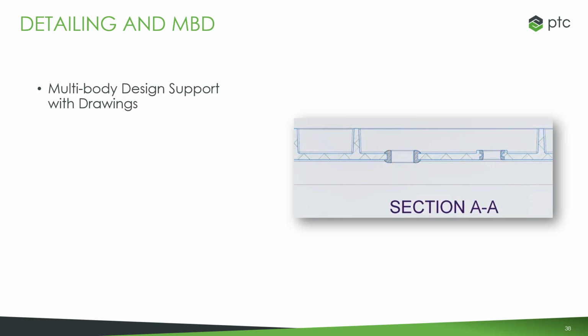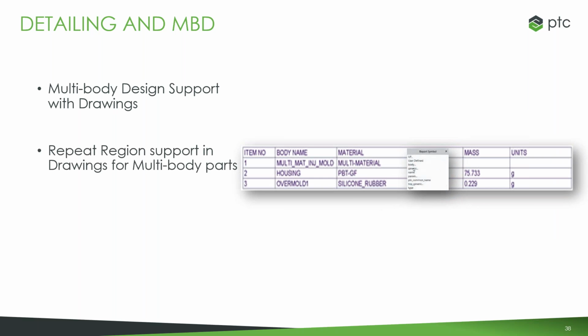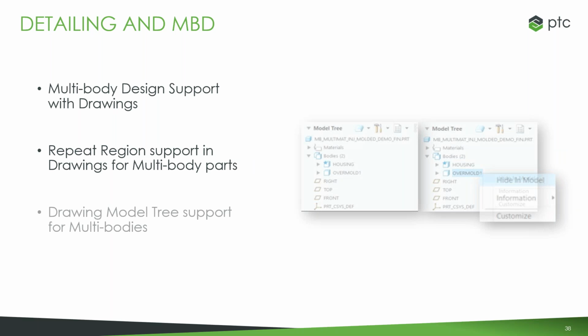So first, of course, we've included multi-body support in our drawings. If you have different bodies with different materials, even if they're in the same part, you can make those cross hatchings look different. You can differentiate them a bit better there. We also have the ability to repeat regions in the drawings for those multi-body parts, so you can exclude certain bodies and include them in your tables if you want to. And then over in the drawing model tree, we can have control of those different bodies, where we can identify them, hide them, and it helps us keep it all straight.